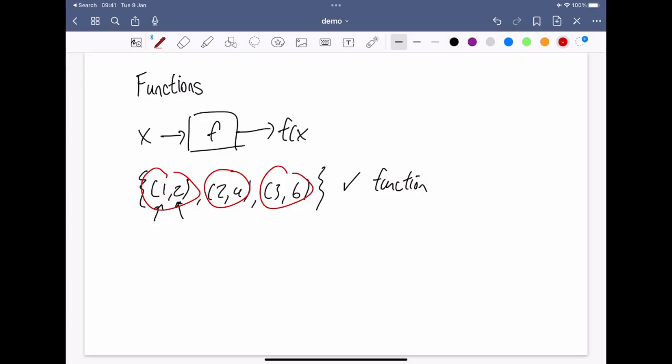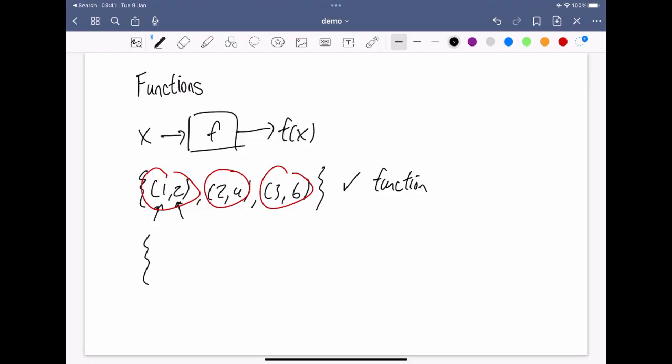So 1 is the input, you put it through the function f, and the number 2 comes out. You put the number 2 as an input into the function f, and the number 4 comes out, and so forth. What isn't a function is when one input maps to two outputs.